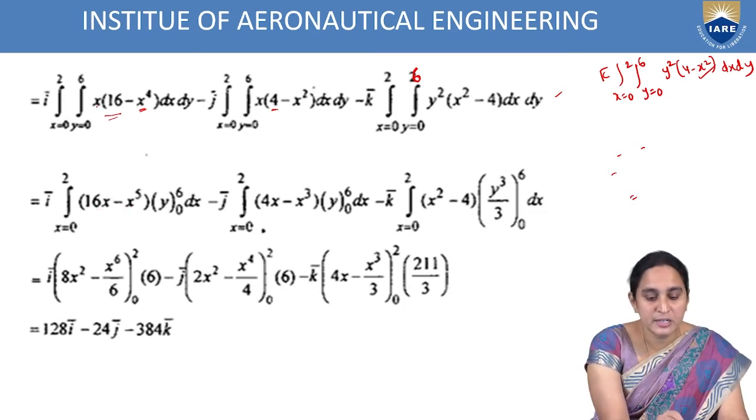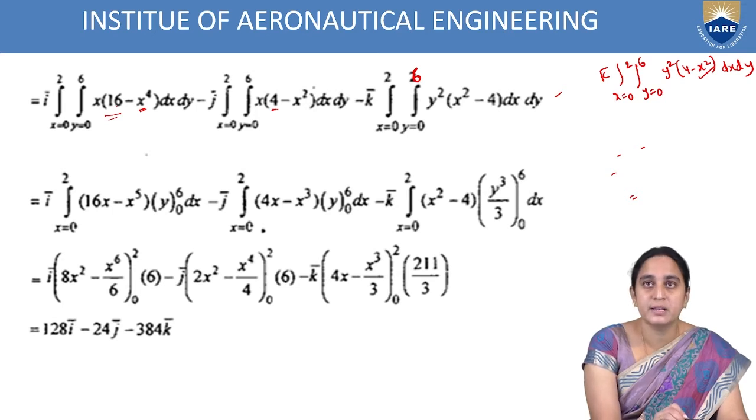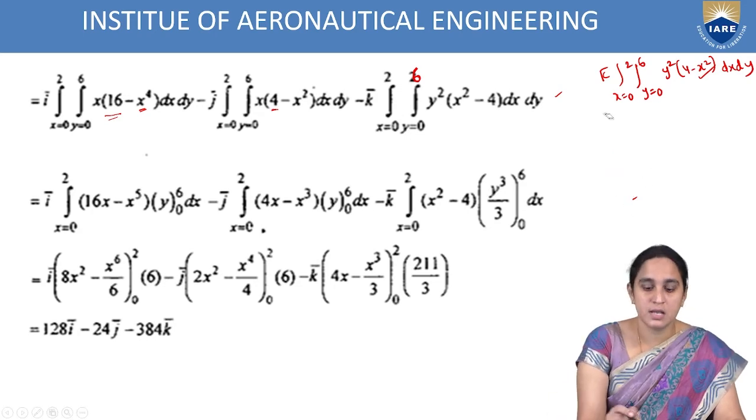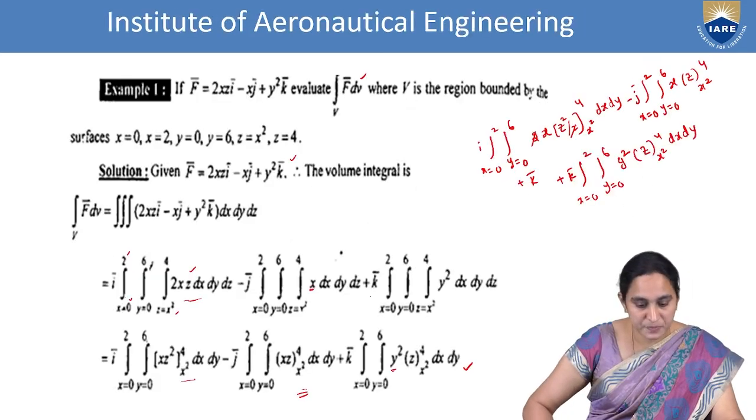Okay, here I'm multiplying x inside the brackets, that is 16x minus x power 5, with respect to the y integration. This is the constant, so the integration of 1 with respect to y is y. Therefore, what are the limits for y here? 0 to 6. What are the limits for y here? 0 to 6.